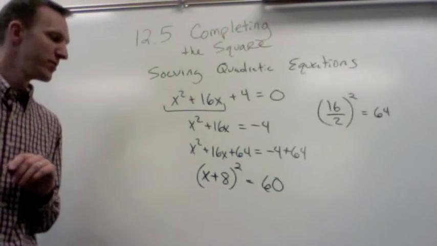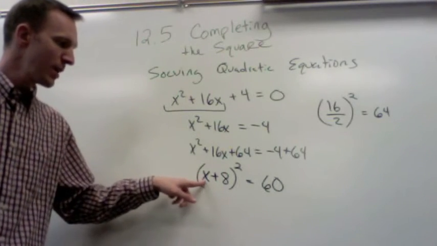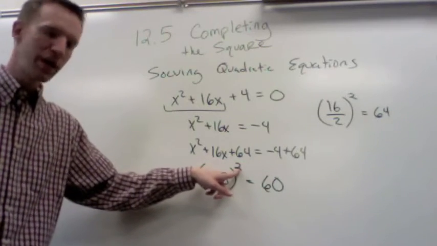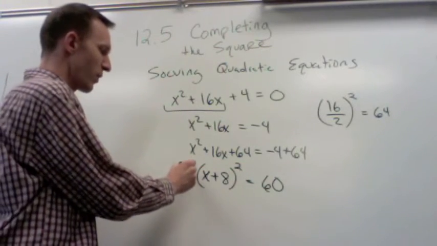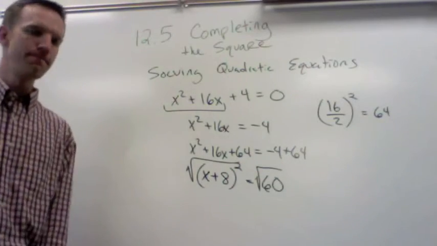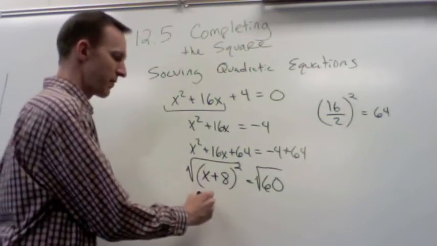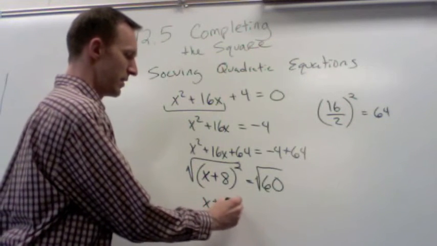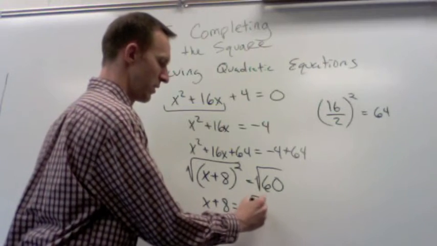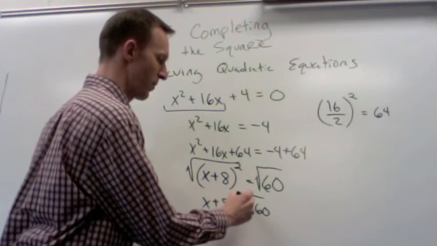I'm almost to the finish. To solve for x now, since it's x plus 8 squared and we have a value here, to get rid of this square sign, we're going to take the square root of that whole expression, but then we have to take the square root of what's on the right side. When you do that, you're left with x plus 8 equals the square root of 60. We're going to go plus or minus.